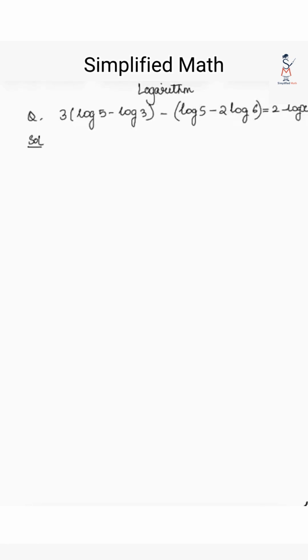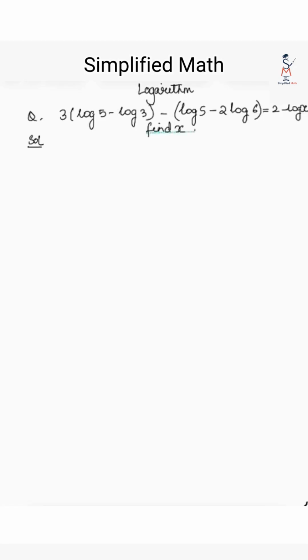Hi, we are doing logarithm. 3 in brackets log 5 minus log 3, minus in brackets log 5 minus 2 log 6, is equal to 2 log x. We have to find x. Now we will open the bracket.